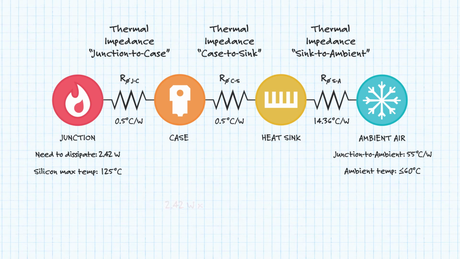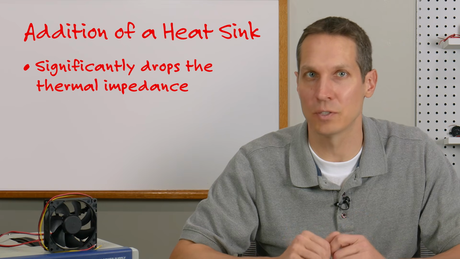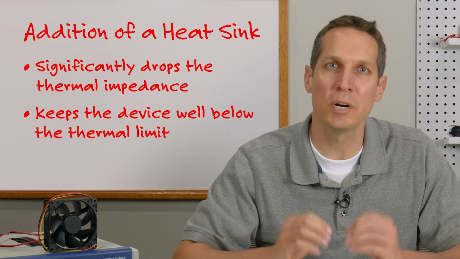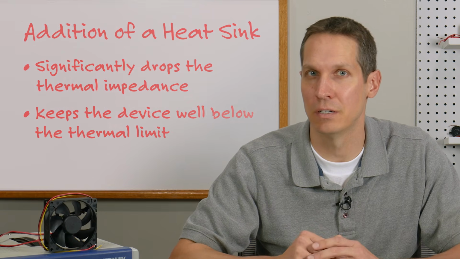Just a quick calculation of the performance we should expect with 15.36 degrees Celsius per watt, you would get 2.42 times 15.36 degrees per watt to see a temperature increase of 37.2 degrees over ambient, which, as a reminder, is 60 degrees. So if our assumptions all hold up, we should never go over 97.2 degrees Celsius. You can see how the addition of the heatsink significantly drops the thermal impedance and keeps the device much cooler, well below the 125 degree threshold mentioned earlier.